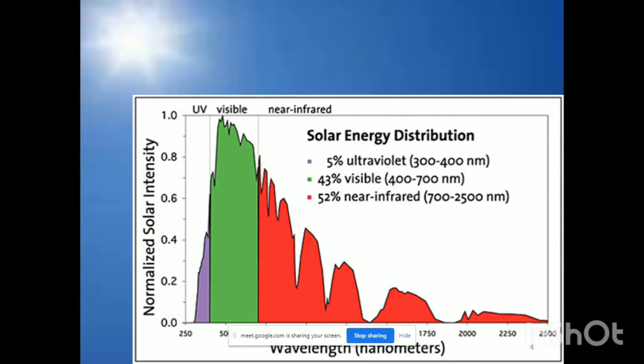So from solar energy, what else can we give to the Earth's surface? Using solar energy, we can convert it into chemical energy, and the second one is electrical energy, and the third one is thermal energy. So these three energies can be obtained from a single solar energy utilization.